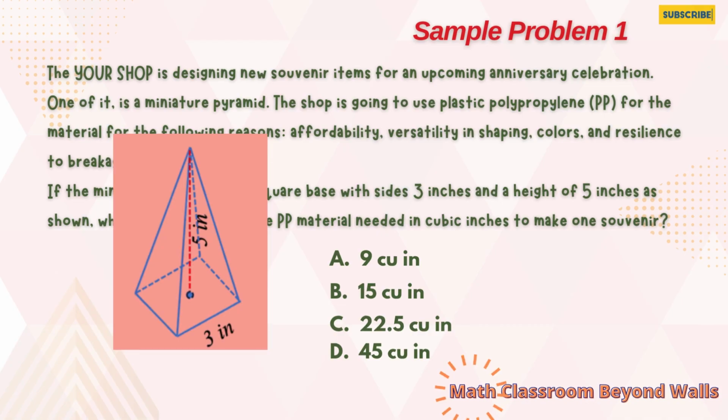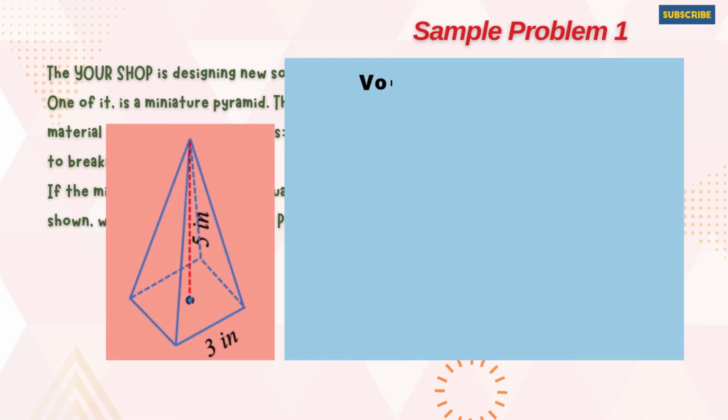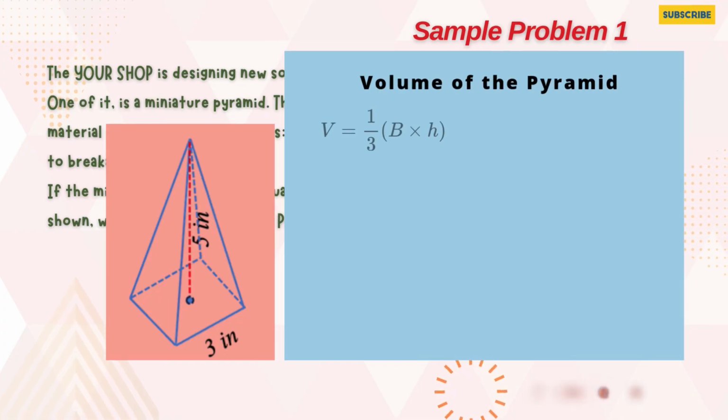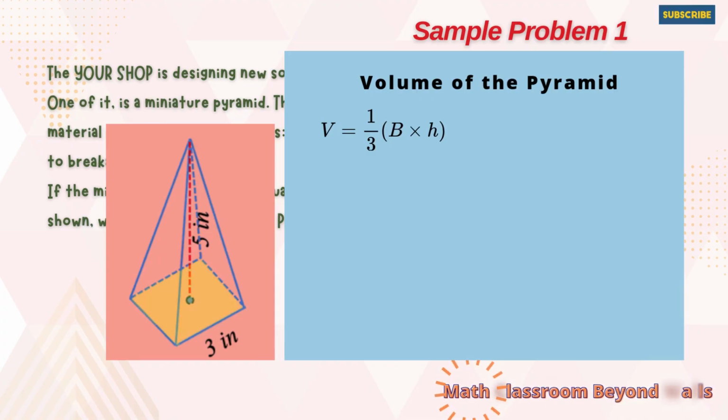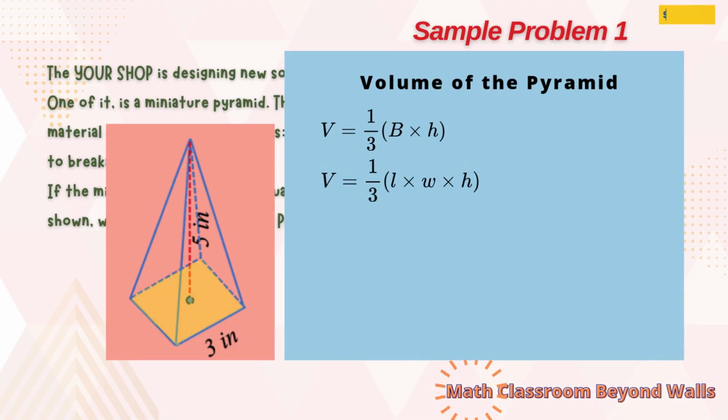Okay, since we are asked for the volume of the miniature pyramid, we will need the formula for the volume of the pyramid, which is 1/3 the product of the area of the base times the height of the pyramid. Since we have a square base, and remember that a square is a special rectangle, the volume becomes 1/3 times length times width times the height. Now, let us label the other sides of the base of the prism and identify what these values are so it would be easy for us to plug in the values later. Let's go.